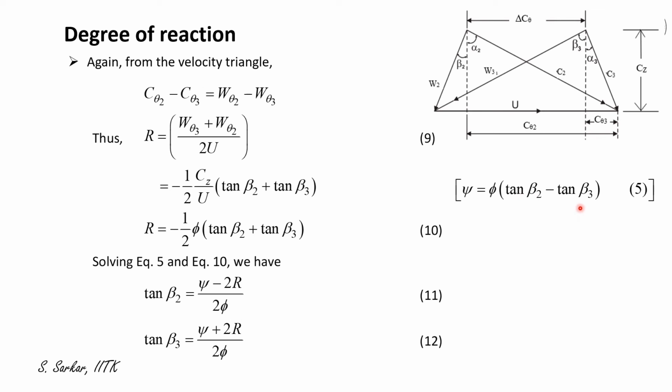Thus, from equation 10 and equation 5, by solving these two equations I can write tan beta 2 is equal to xi minus 2r divided by 2 phi, and tan beta 3 is equal to xi plus 2r divided by 2 phi. So these two are important equations, which give tan beta 2 and tan beta 3 in terms of xi, r, and phi. That is equation number 11 and equation number 12.